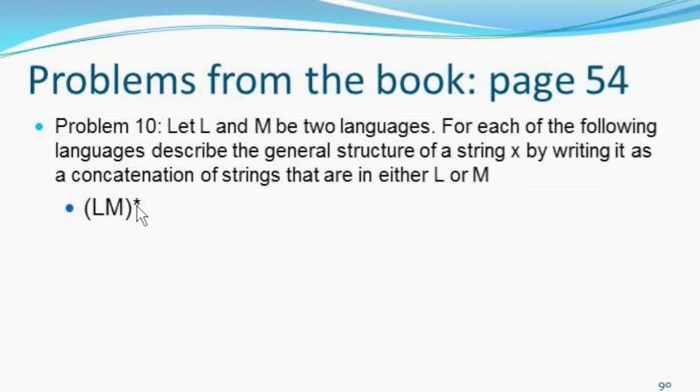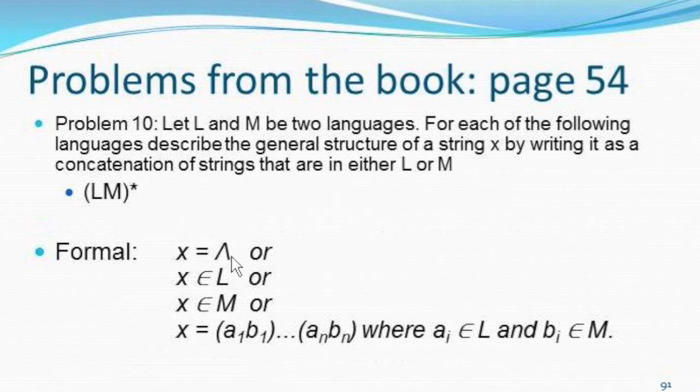One more, if we take LM star, right? Again, of course, we know that lambda has to be one of the options, right? So either X is the same as lambda, right? Because lambda is definitely in LM star. Another thing that we know is that if M has lambda in it, X could just be something in L. If L has lambda in it, X could just be something in M, right? Or else X is some combination of elements from L and elements from M, right?